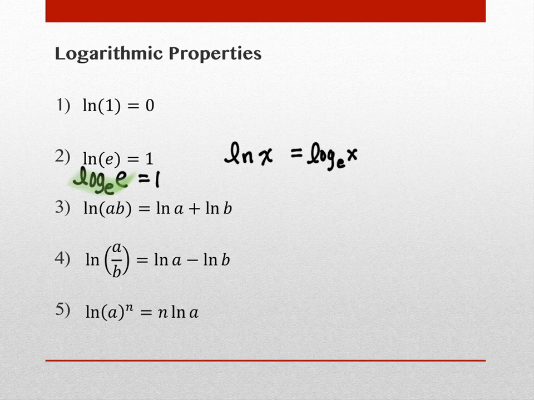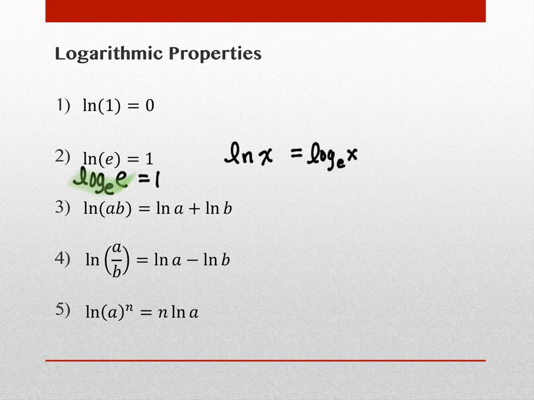The next three are ways that you can rewrite logs in either a more expanded form or a more condensed form. These are going to help us a lot when we get to derivatives. A lot. You're going to love these, and you're going to want to use them. So the first one says that if you have the natural log of a times b, it is the same as the natural log of a plus the natural log of b. And if you have the natural log of a over b, this is the same as the natural log of a minus the natural log of b.